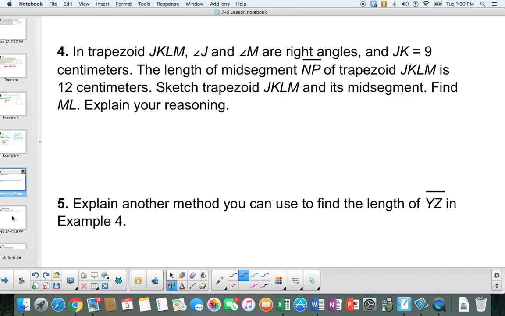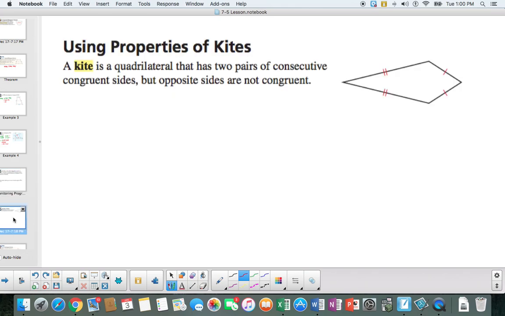All right, we're going to skip this one and go on. Properties of kites. A kite is a quadrilateral that has 2 pairs of consecutive congruent sides. So here's a picture: 2 consecutive congruent sides, 2 consecutive congruent sides, 2 pairs. Now these 2 are consecutive, but they're not congruent.